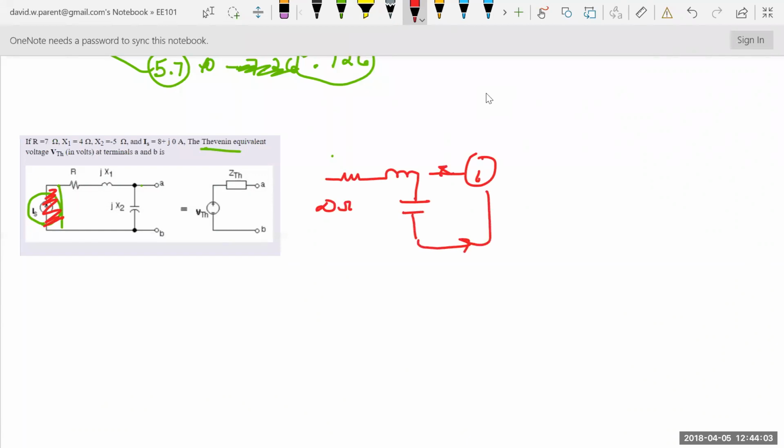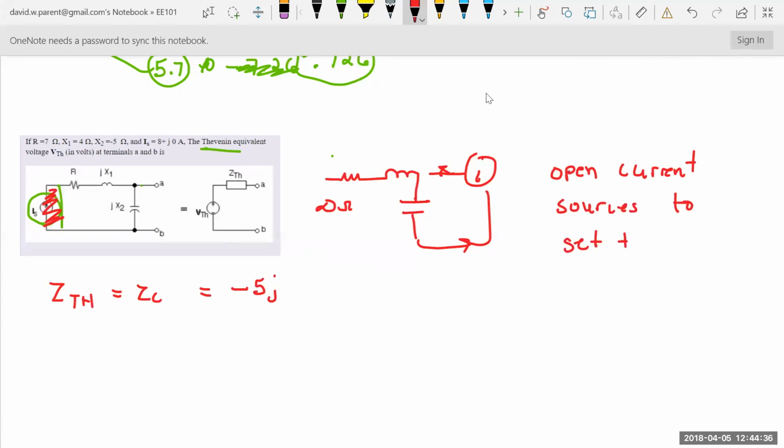So really, Z Thevenin equals ZC equals X2, so minus 5J. All right, because remember the Thevenin: you set the inputs to 0, send in a test current.